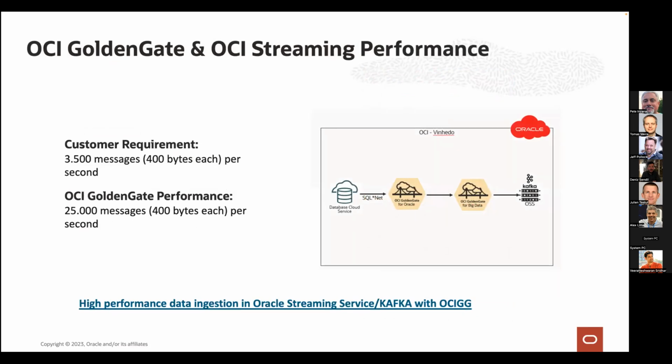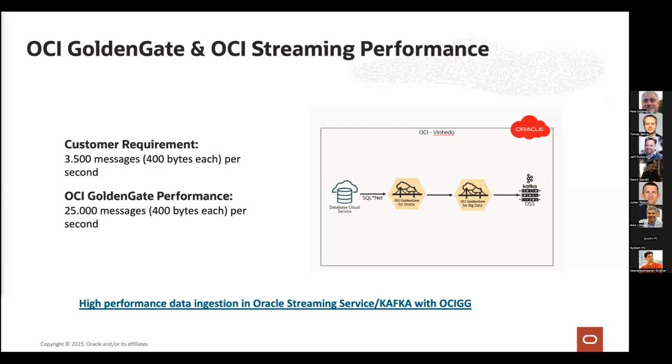Another use case that I would like to mention is from Latin America. So right now, actually, today we are going all around the world. So this customer from Latin America has tested OCI Golden Gate for big data, and they tested streaming into OCI Streaming. And by the way, if you're not familiar, OCI Streaming is an Apache Kafka compatible event streaming platform fully managed by Oracle. So before this testing, the customer was running on-prem Golden Gate for big data, and they were replicating 3,500 messages of 400 bytes each per second into a single topic.